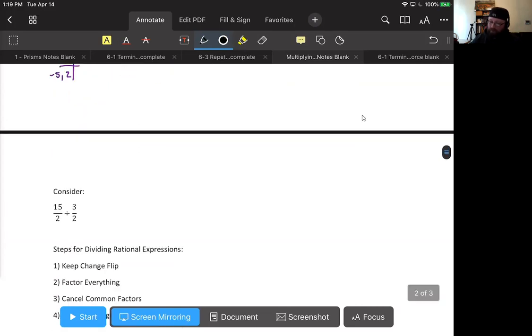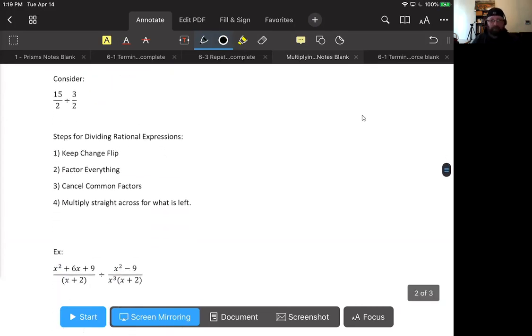Okay, so now we're going to talk about division. And we're going to do it the same way. We're going to consider a much simpler elementary to middle school level problem. That is 15 halves divided by 3 halves. You should remember that what you're supposed to do here is called keep, change, flip.